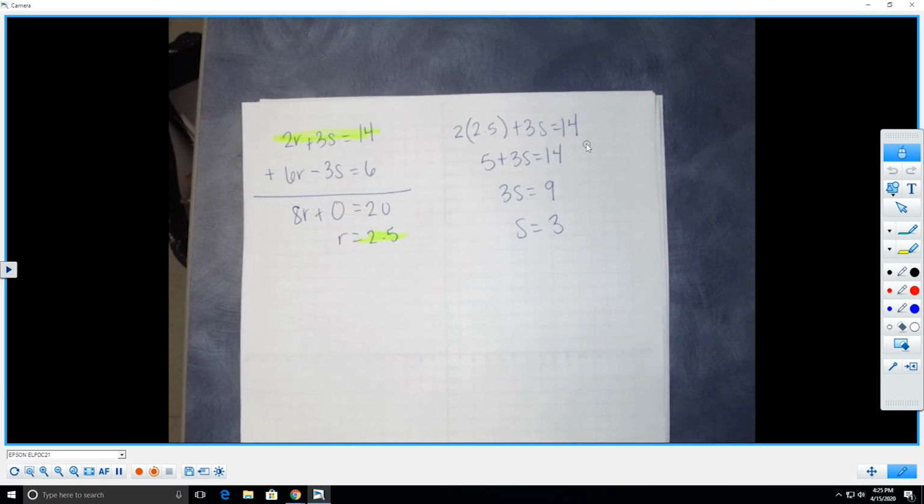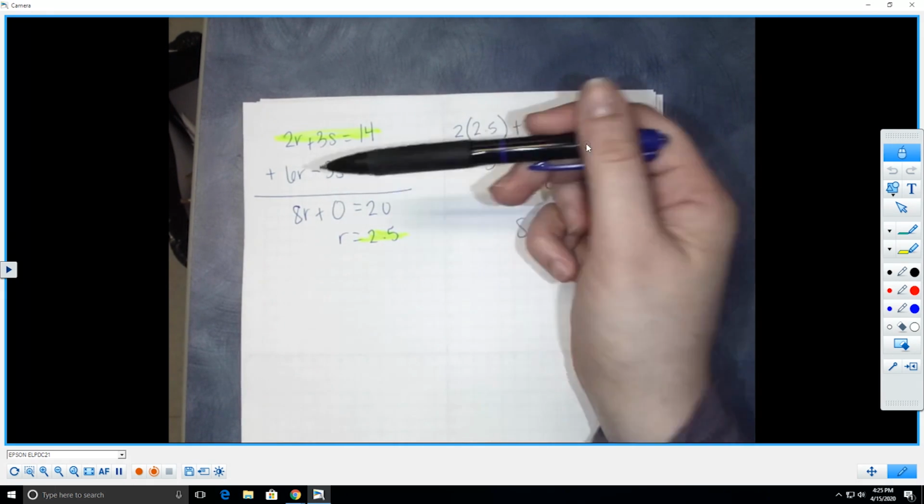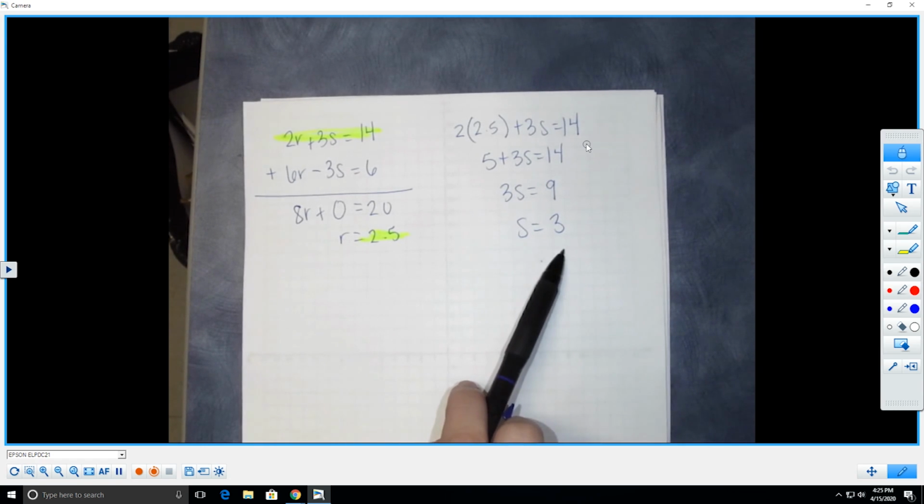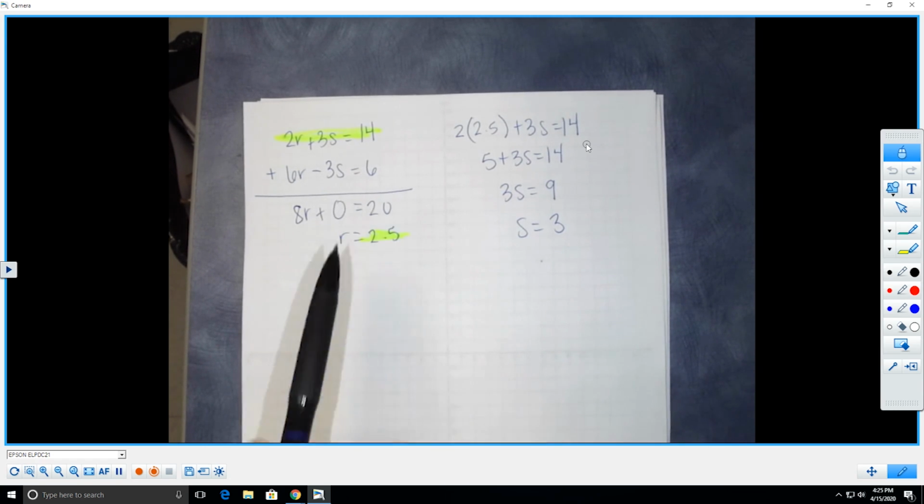Look at this one a little closer. Are there opposite terms in this system of equations? Yes, the opposite terms are positive 3s and negative 3s. What would be a way to check your solution? You could substitute r equals 2.5 and s equals 3 into the second equation to make sure it can be solved correctly.